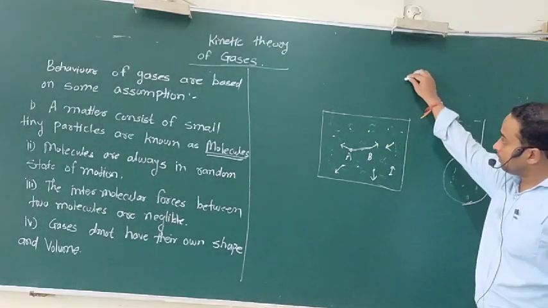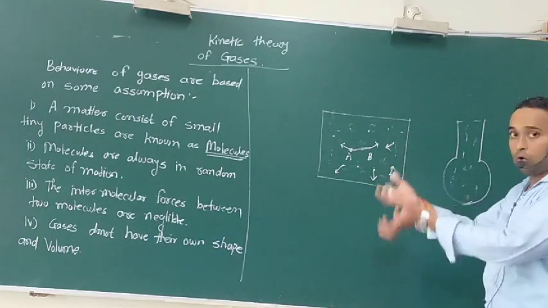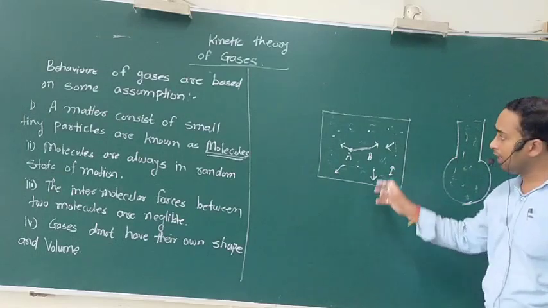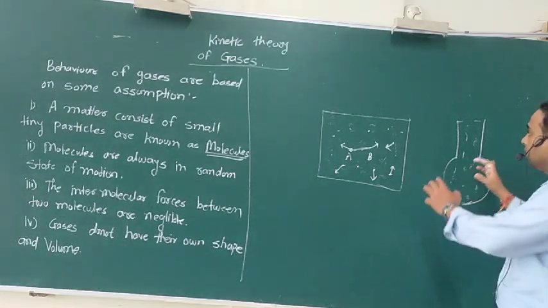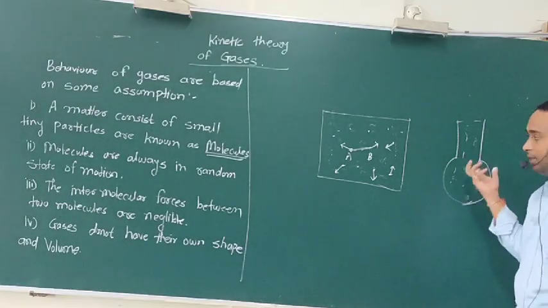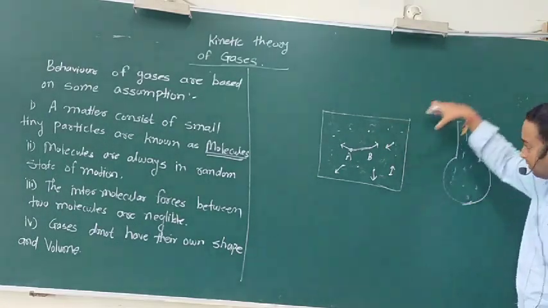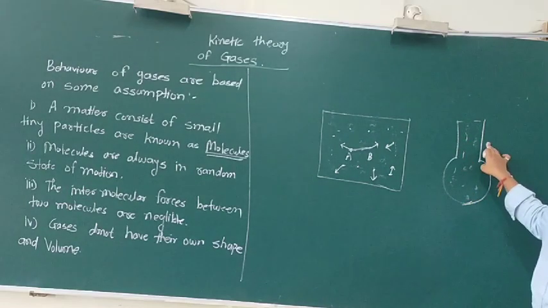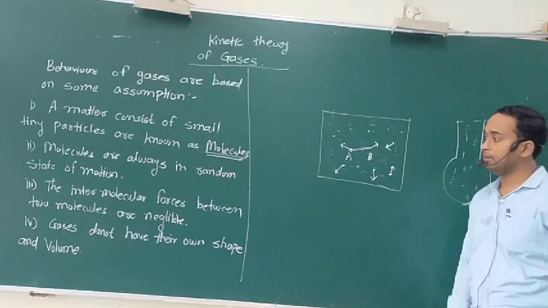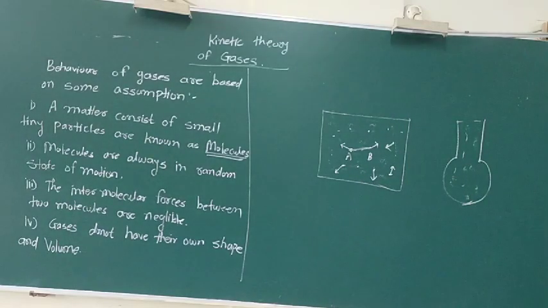And next, the gases do not have their own shape and volume. See here, the gas is inserted in this rectangular container, then that gas occupies the rectangular shape and also the volume of that given container. I change only that vessel or container to a different shape. So I insert this same gas in this container, then that gas occupies a shape like this. That means the gas does not have its own shape and volume.